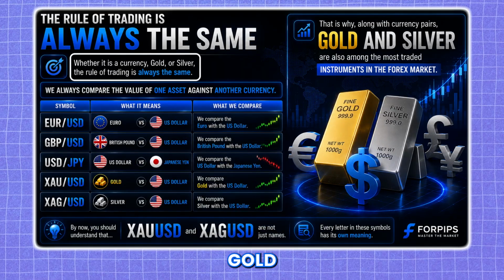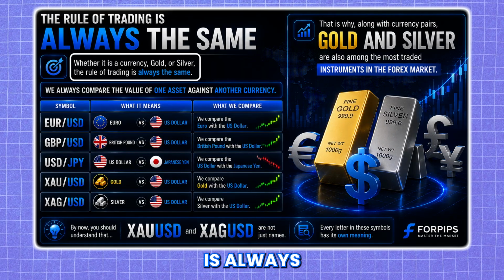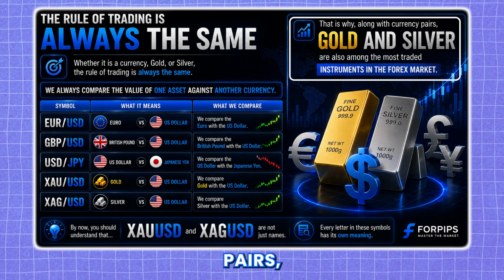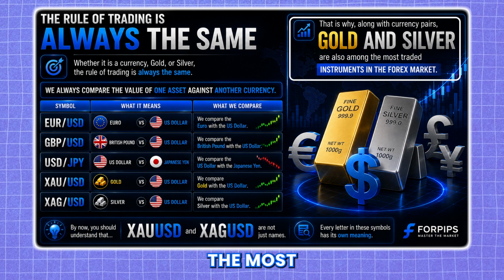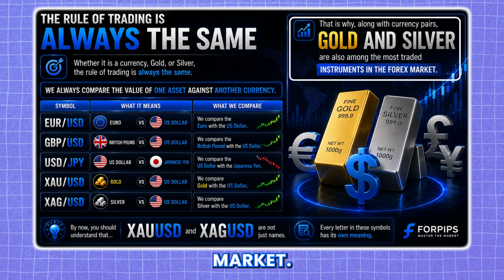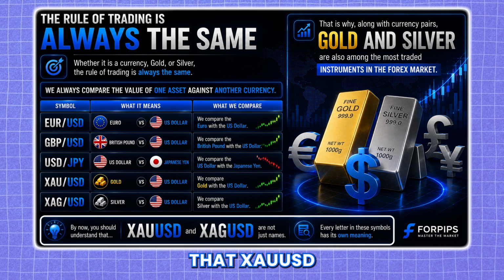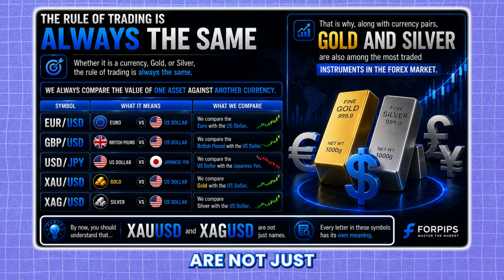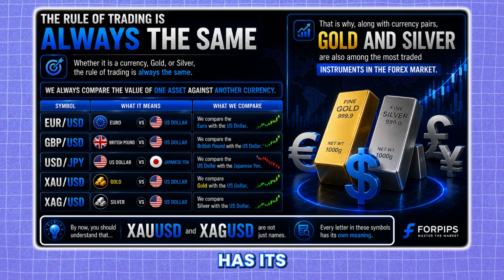Whether it is a currency, gold, or silver, the rule of trading is always the same. We always compare the value of one asset against another currency. That is why, along with currency pairs, gold and silver are also among the most traded instruments in the Forex market. By now, you should understand that XAUUSD and XAGUSD are not just names. Every letter in these symbols has its own meaning.